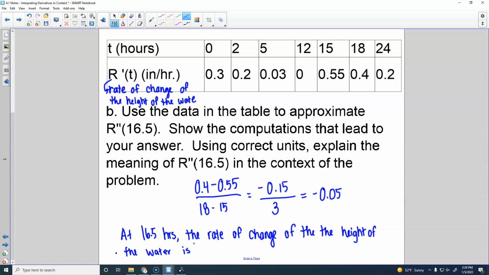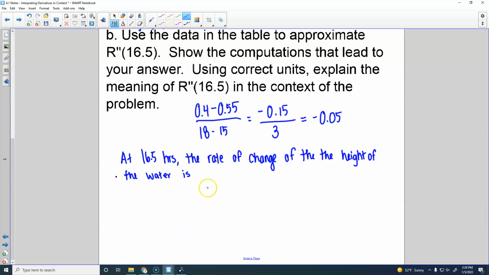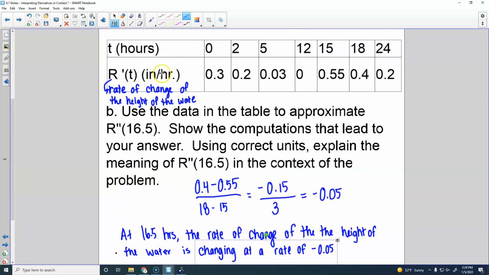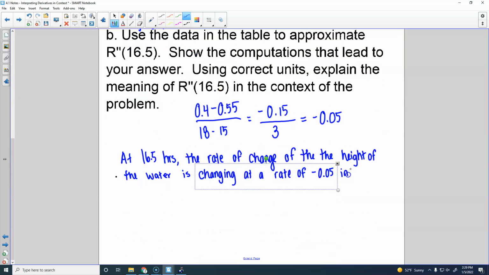is, you can either say changing or decreasing here. Since it's negative, it's going to be decreasing. I'm going to write it this way just so you see the different ways to write it. Is changing at a rate of negative 0.05. And that is going to be inches per hour per hour. So do your y units over your x units. Inches per hour per hour. It is okay to use the negative here because I just said changing. I did not say decreasing.